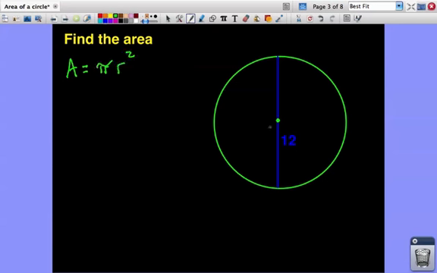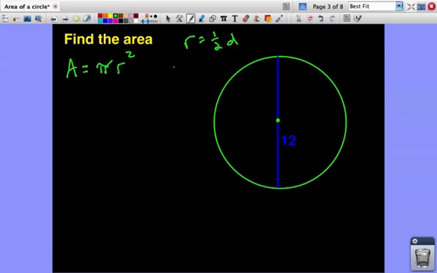So I have to find my radius from this diameter. I cannot just plug this diameter in for r. If we look at it, we notice that the radius goes from the middle of the circle to the end of the circle, and the diameter goes all the way through. So really, the diameter is twice the amount of the radius. If I take 2 radii, it's going to make 1 diameter. So my radius equals half of my diameter.